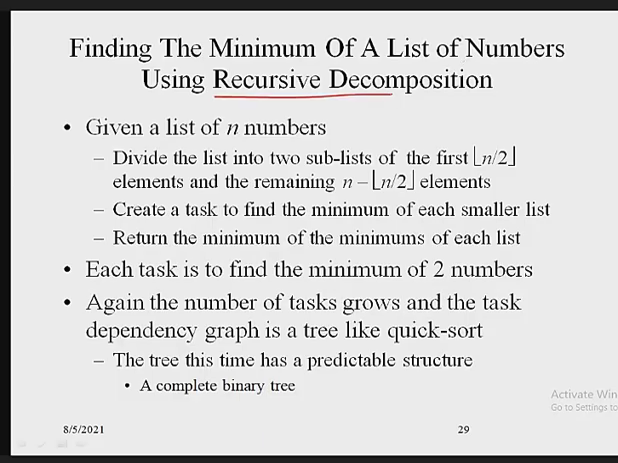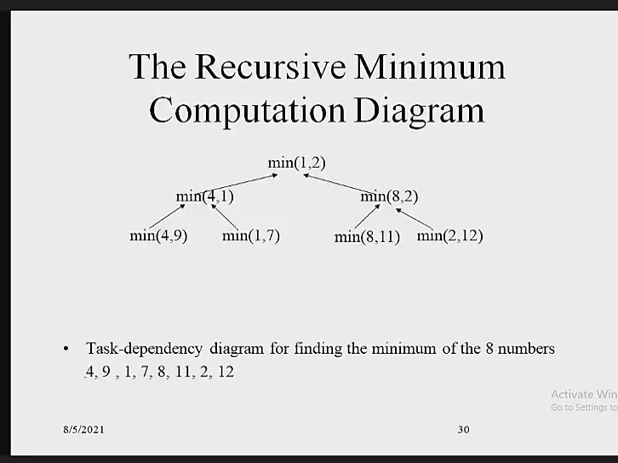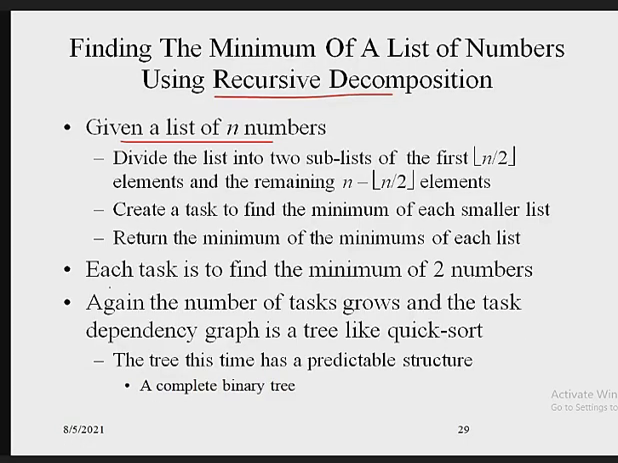Now another example for the recursive decomposition is finding the minimum of a list of numbers using a recursive decomposition. Suppose a list of n numbers is given, here a list where 8 numbers are present. From that list we need to find the minimum of two numbers. From the given list of 8 numbers, we have to find the minimum. So how are we going to perform this?